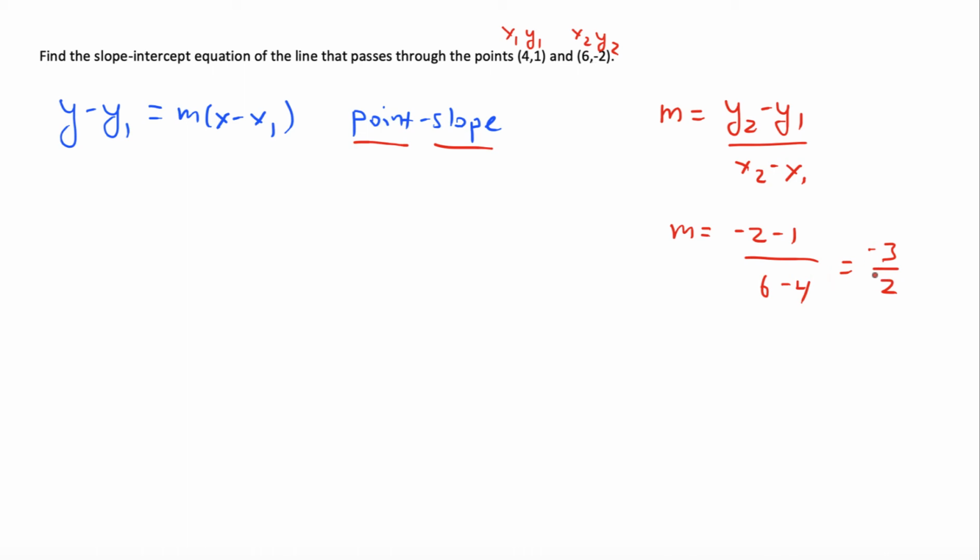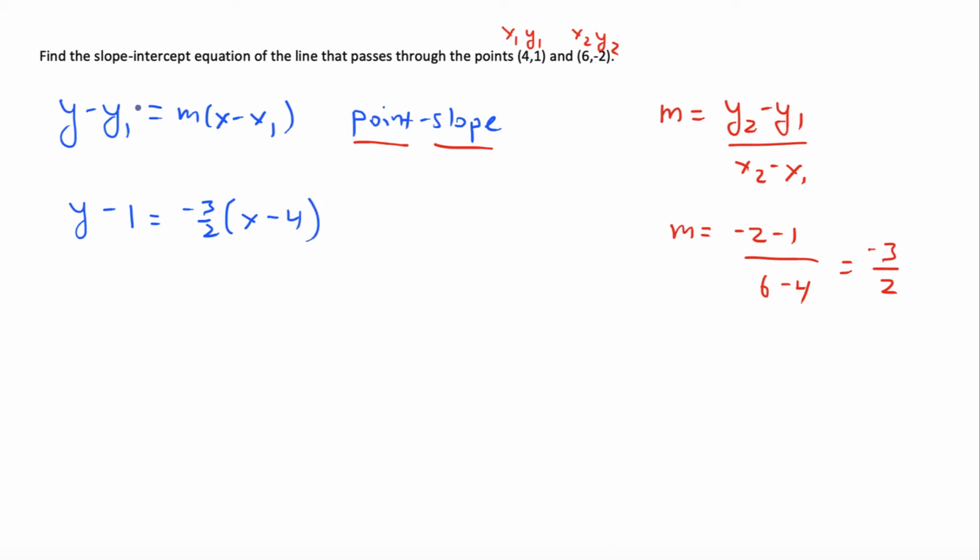So now that we have the slope, we can plug that in for the m value here. And the point, we're just going to use x1 and y1. So let's go ahead and do that. y minus 1 is equal to -3 over 2 times (x minus 4).